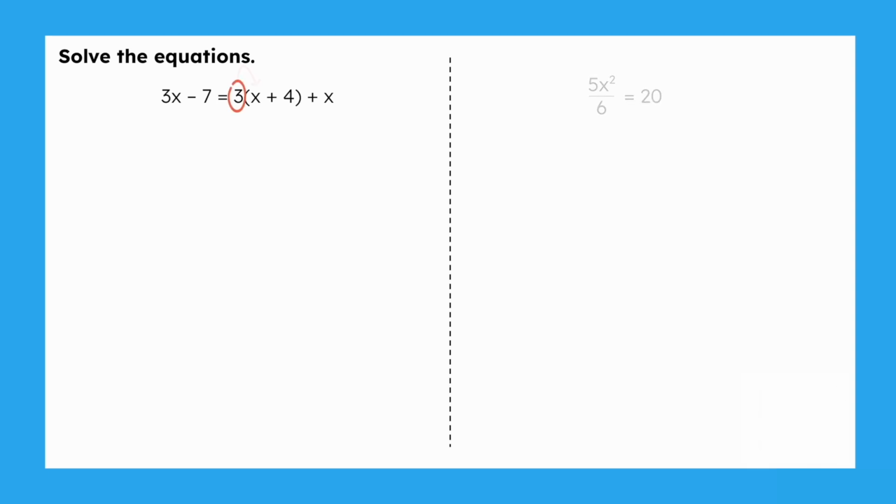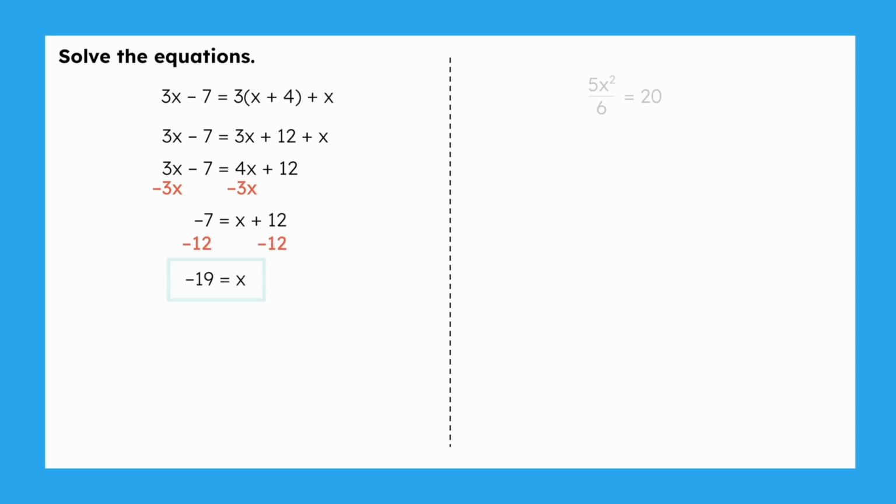For equation 3, I started by distributing 3 on the right, which gave me 3x minus 7 equals 3x plus 12 plus x. Next, I simplified again on the right by combining like terms 3x and x to get 4x. To cancel one of the variable terms, I subtract 3x from both sides to get negative 7 equals x plus 12. Subtract 12 from both sides, and I get a solution of x equals negative 19.